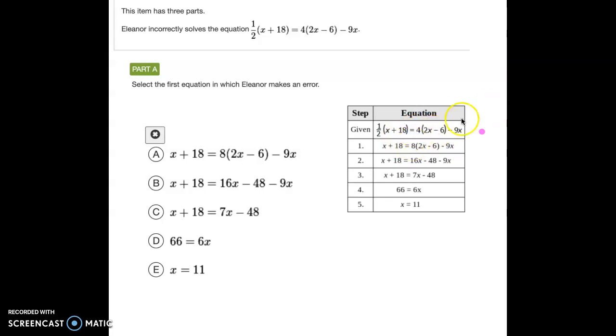She did that. We can't forget about this minus 9x hanging out outside the parentheses, though. We also would need to multiply that by 2. So here, this is actually where Eleanor made her mistake. This minus 9x should be minus 18x because she really needs to multiply that by 2. So she made the mistake in line 1, which is the step right here, letter A.